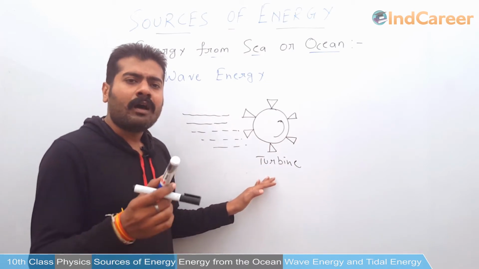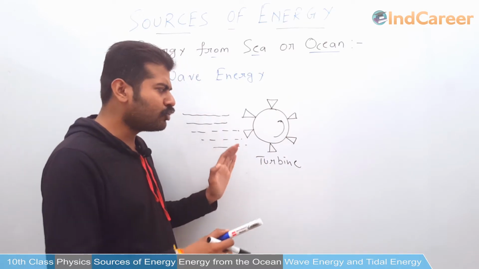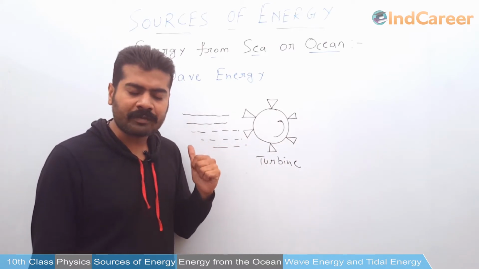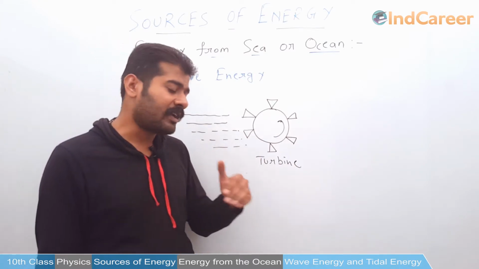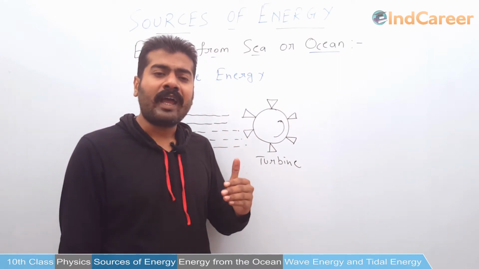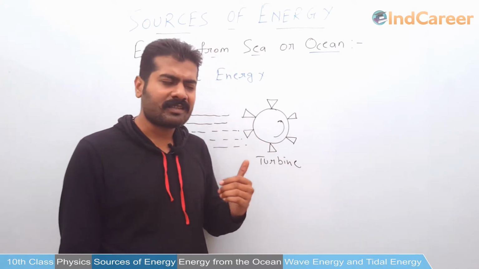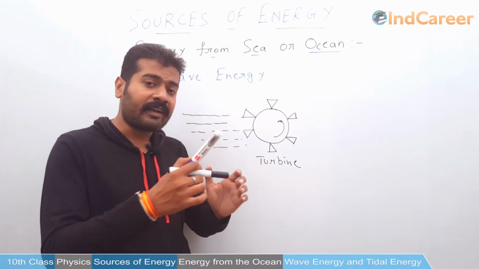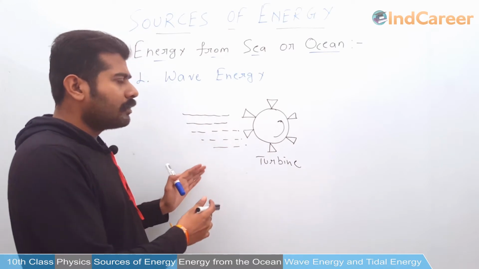So in India, the Gulf of Kutch in Gujarat is where they are planning to utilize this wave energy concept. And also the tidal power plant is going to be started in the Gulf of Kutch, and the Gulf of Cambay in Gujarat, and the Sundarban Delta in West Bengal. There are some places where India is going to plant wave energy or tidal energy plants. So that was the wave energy, and let's talk about tidal energy.